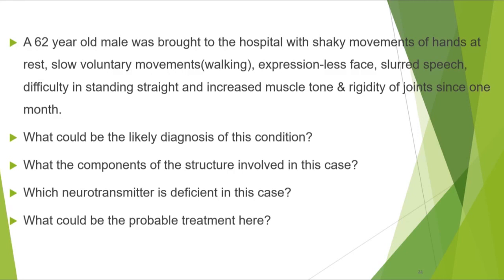What are the components of the structure involved in this case? The structure is basal ganglia. So components you should know about: anatomical subdivisions and the functional subdivisions. Which neurotransmitter is deficient in this case? Obviously, it is dopamine. What could be the probable treatment here? Treatment modalities are many. L-DOPA, synthetic DOPA, should be given when there is a deficiency of dopamine. There are other methods also available now. So we have gone through the clinical scenario and the session, and we are able to solve the questions also.